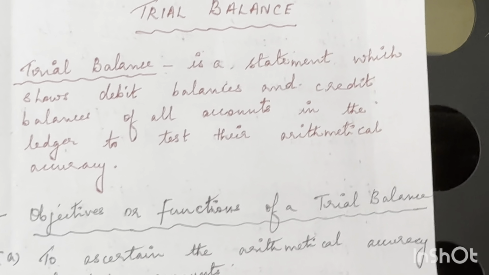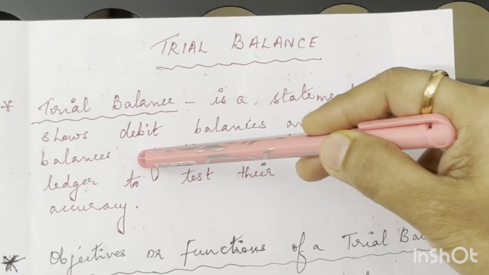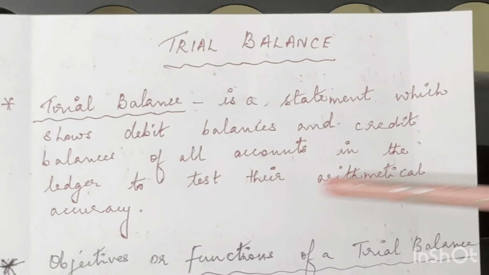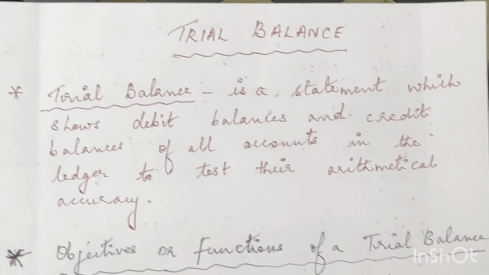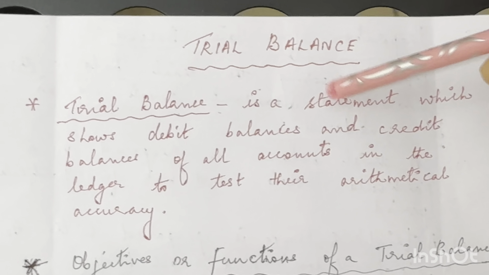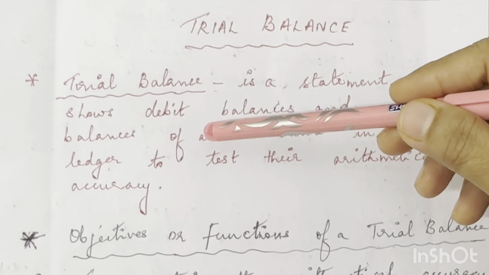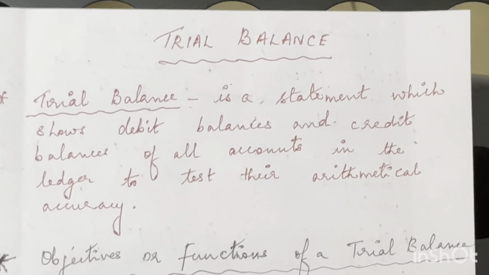Trial balance is a statement which shows debit balances and credit balances of all accounts in the ledger to test their arithmetical accuracy. So here we see what a trial balance is. It's a statement that shows what? That shows the debit balances and credit balances of all the accounts in the ledger to test their arithmetical accuracy.